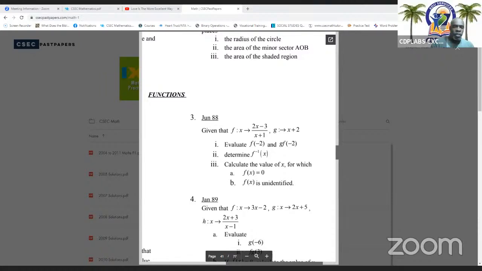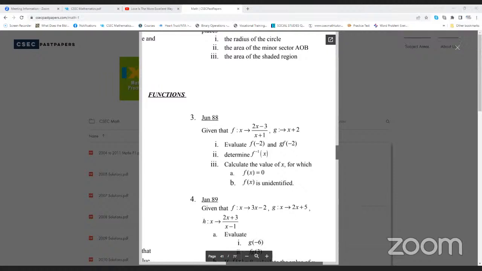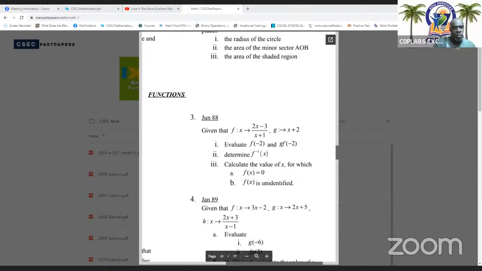Bowing for the Jesus. Bowing for the Jesus. Bowing for the Jesus. Bring me back to this. 1, 1 plus Jesus is, Jesus is.